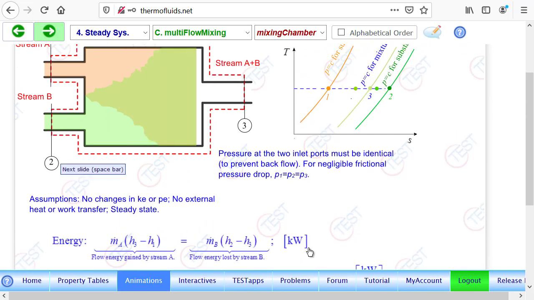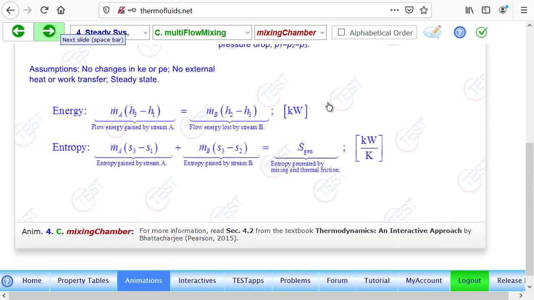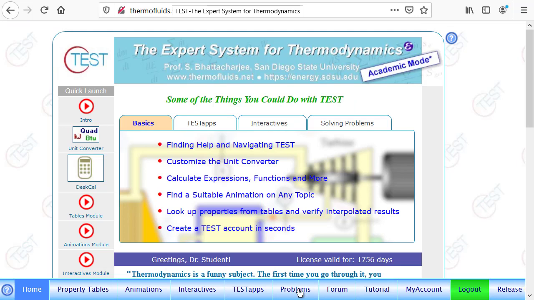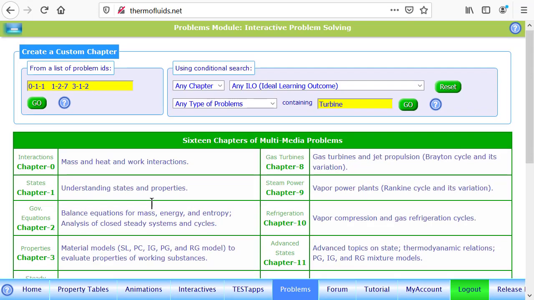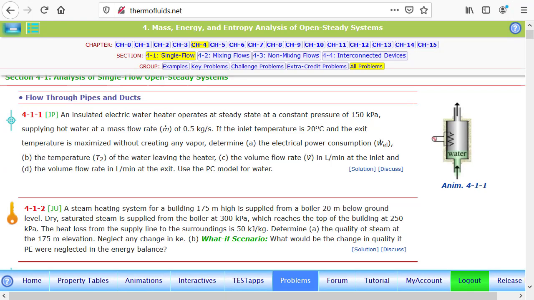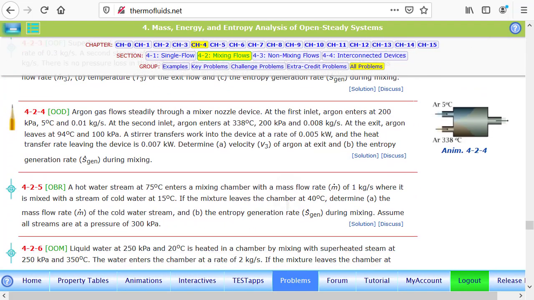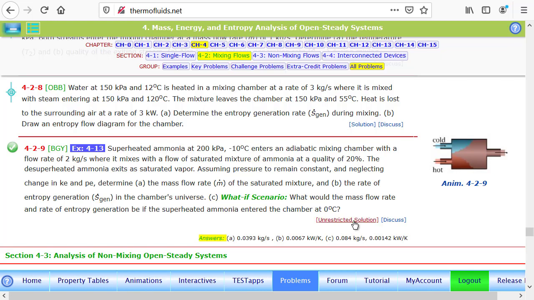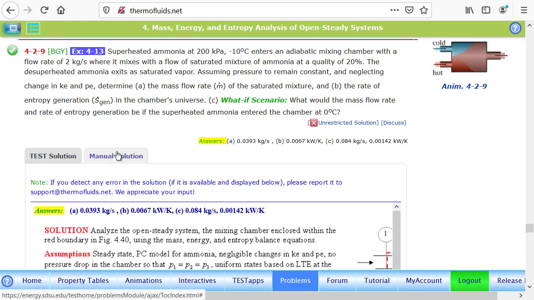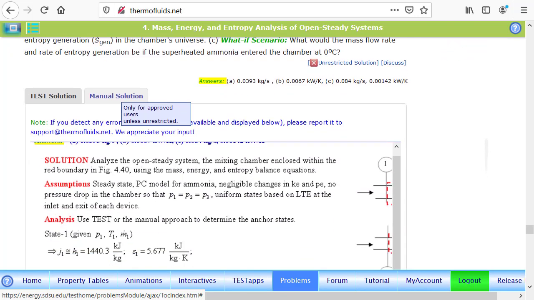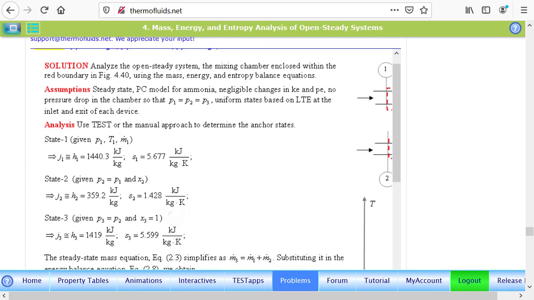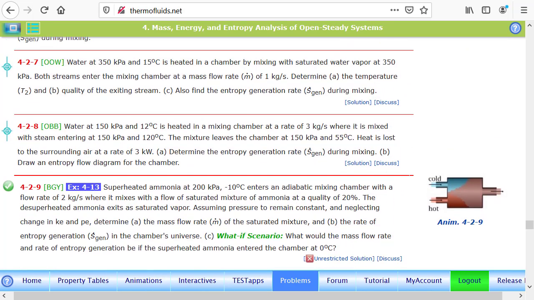So here is another example of that. Please go over this animation as well as the textbook to understand more about the entropy that is generated by mixing as a fundamental thermodynamic friction. Just to make another note, this particular problem we are going to solve is from chapter 4, and it's on the mixing flows, and this is an example problem, so the solution is available to everyone. You can go see the manual solution, so that'll be a good way to get started. Once you understand the manual solution, the TEST solution will make a lot of sense.